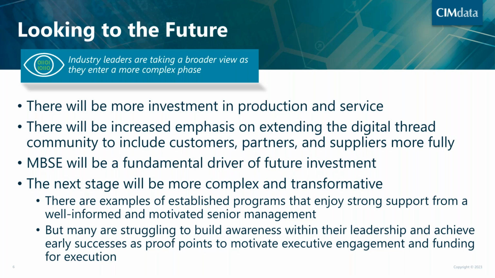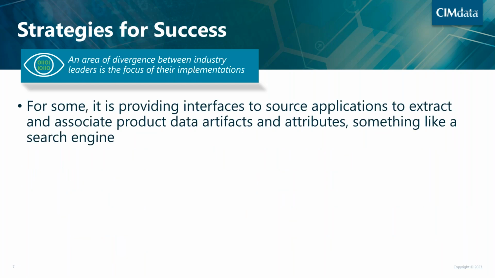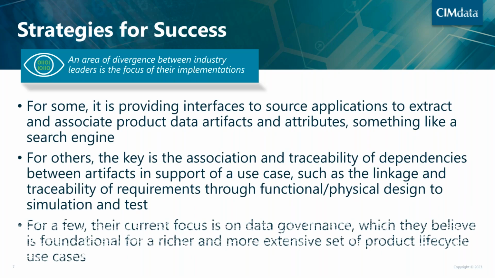So let's move on and talk a little bit about what we see as the strategies for success. We look at and talk about these. Some people have reported to us in these surveys that we need to be able to provide the right interfaces between the applications that create, manage, and use that information, that associate what we call product data artifacts, the attributes.